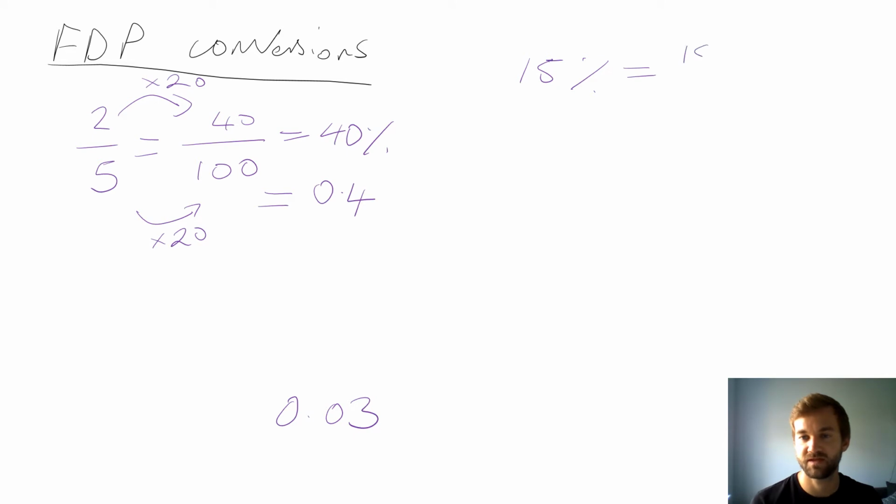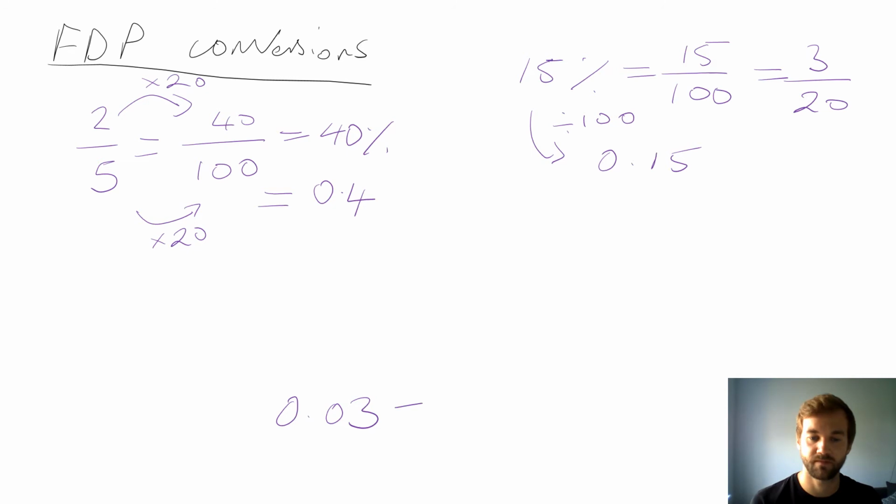15%, well 15% is out of 100%, so it's 15 out of 100. I could simplify by dividing by 5 if I wanted to, which is 3 out of 20. Remember to convert to a decimal, we divide by 100, which is 0.15.